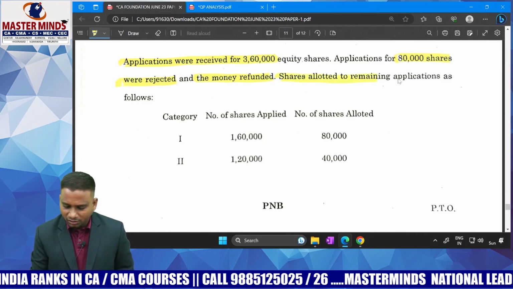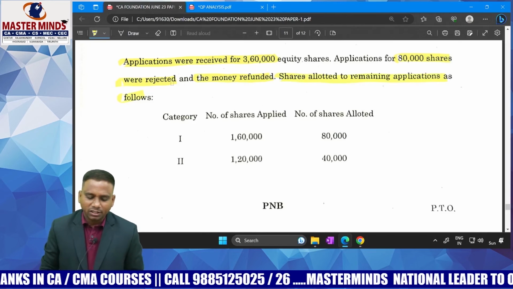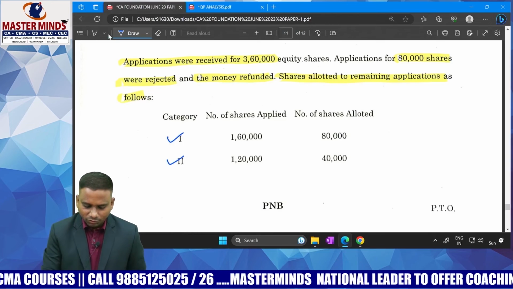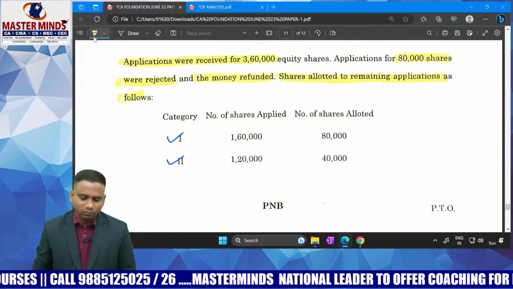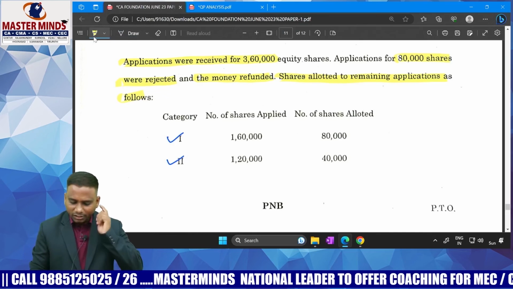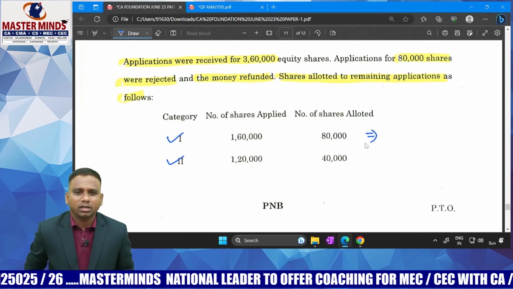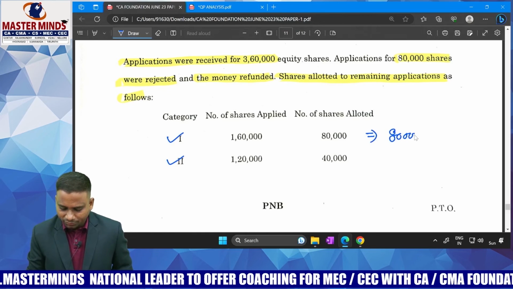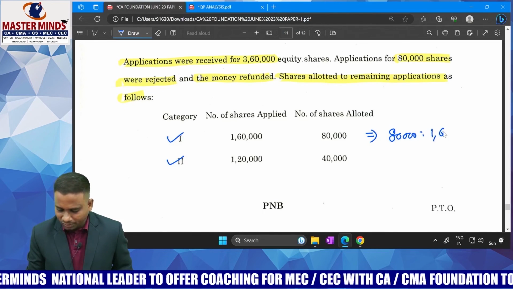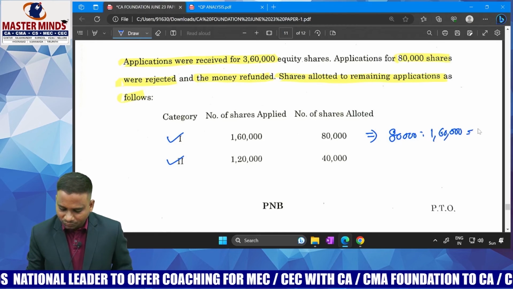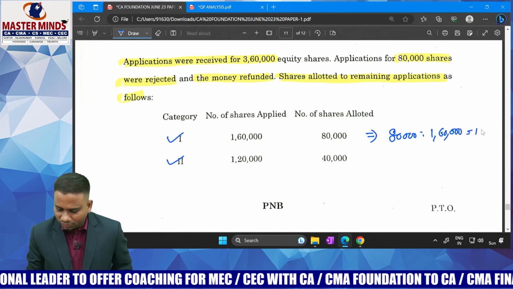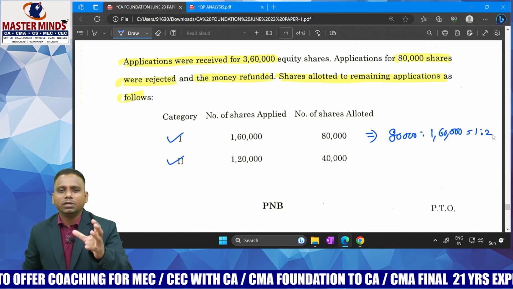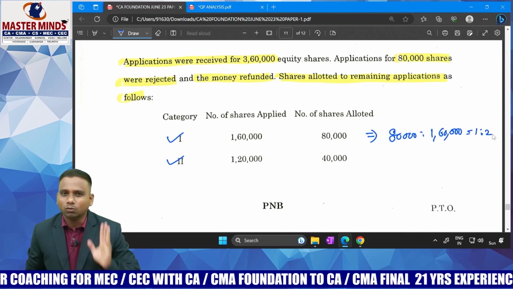Shares are allotted to the remaining applications as follows. Here they are dividing into categories. First category 1,60,000, second category 1,20,000. Here calculate the pro rata allotment ratio. What is that? Number of shares issued to number of shares applied. So it is nothing but 1:2. That means if you apply for 2 shares, I am going to allot you only 1 share.